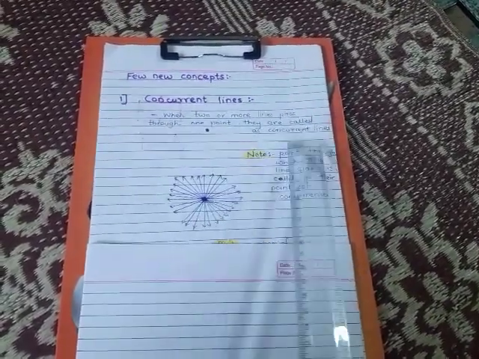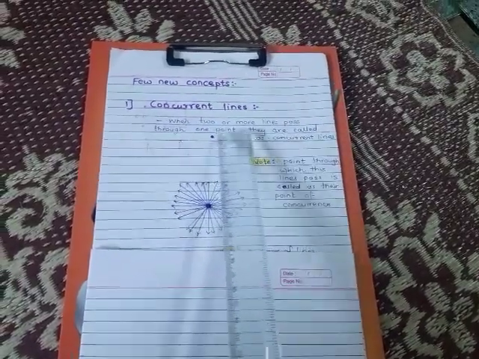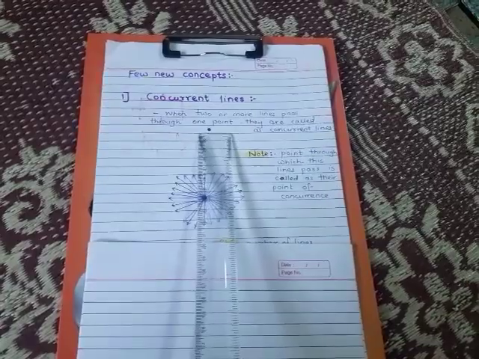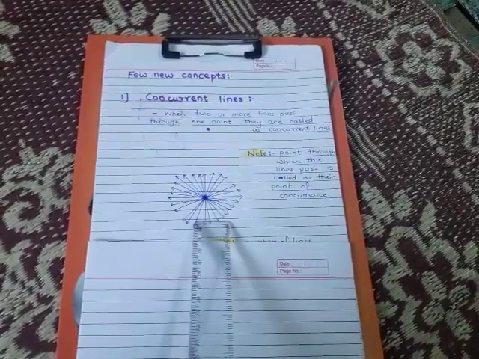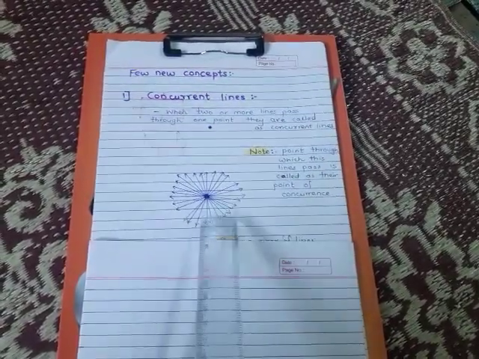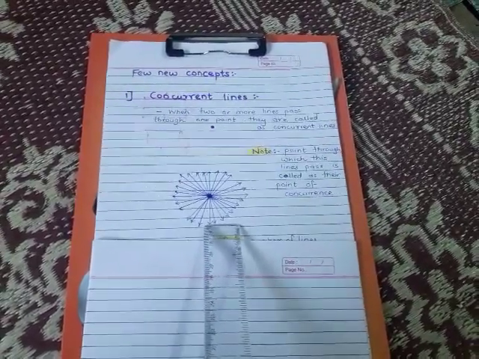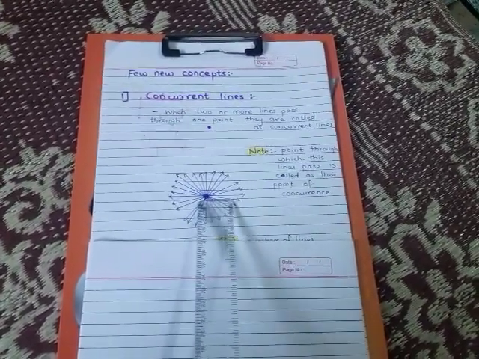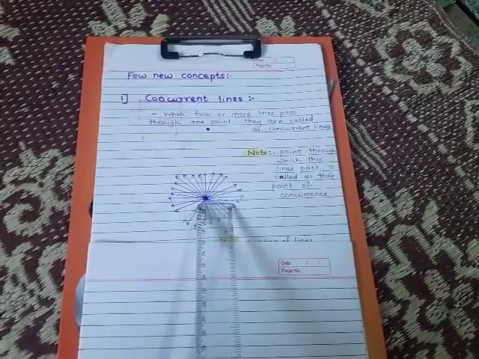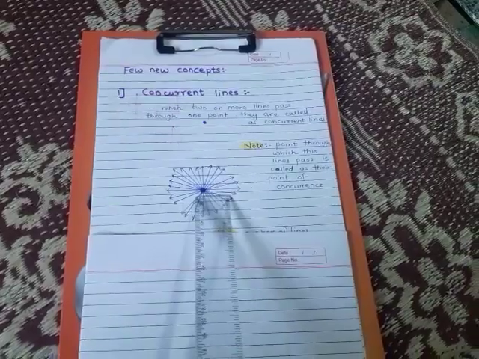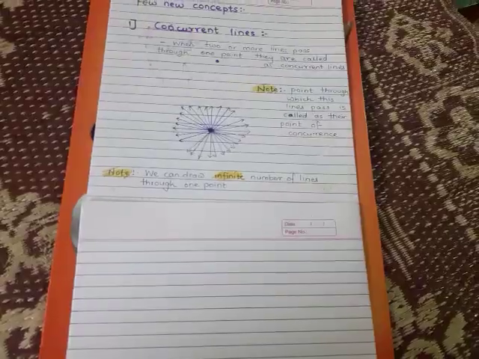And what are concurrent lines? When two or more lines are passing through a single point. You can see over your point that there are many lines passing through it. So yes, these lines which I have drawn are concurrent lines. And what is the point of concurrence? This point which is present in between. Why? Because many lines are passing through this point. Hence this is called the point of concurrence.